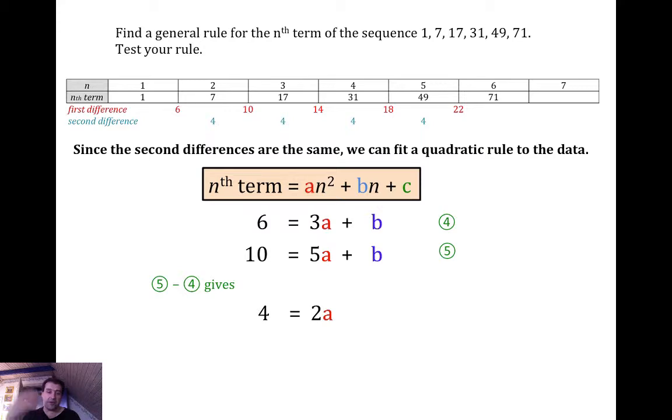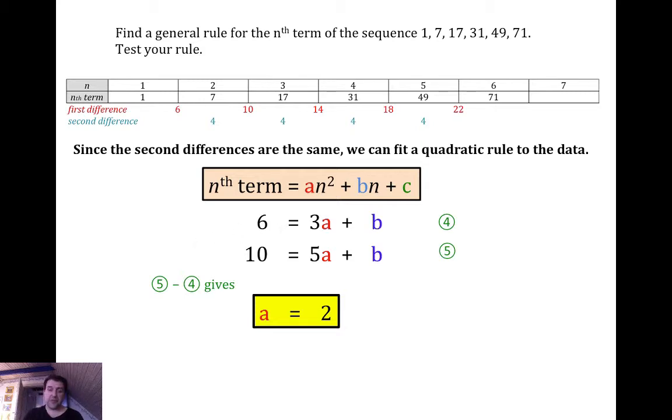And of course we can easily find out what a is from that. Divide both sides by 2. So 2 is equal to a; a equals 2 is the answer for a. Now that we know what a is, we can plug it back into, let's say, equation 4, although we could equally well do it in equation 5, but we'll plug it back into equation 4 to try and find out what b is.